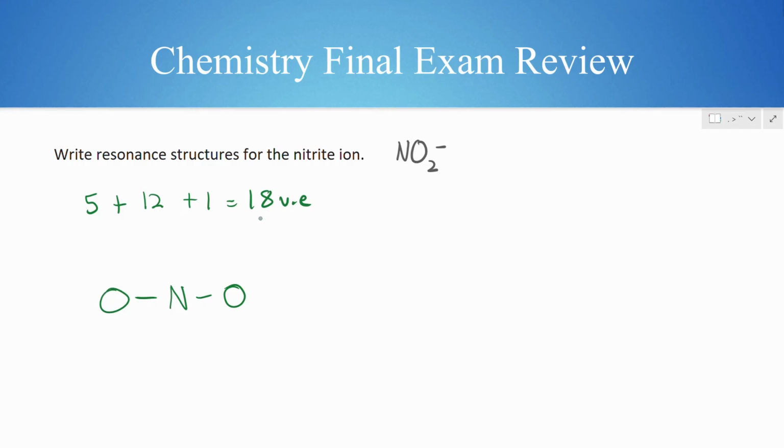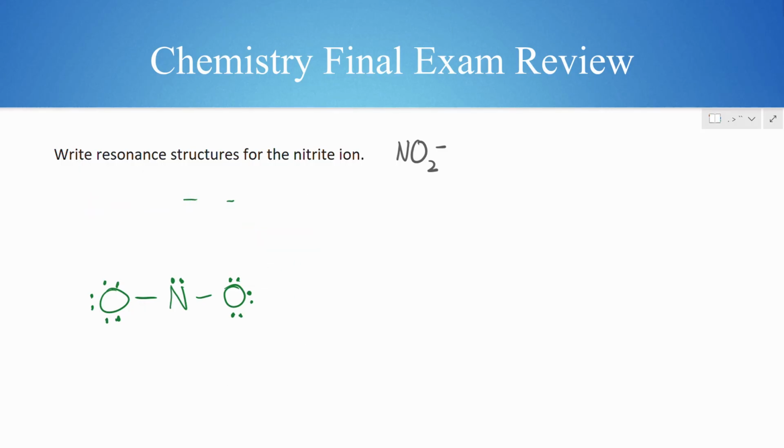So we just use 4 valence electrons, and the other ones are going to go in the outer atoms first. And we just drew 12 valence electrons, and then we have 2 more left, so we'll place those on the central atom. So now we have no more valence electrons to draw. Now let's check the octets for this.